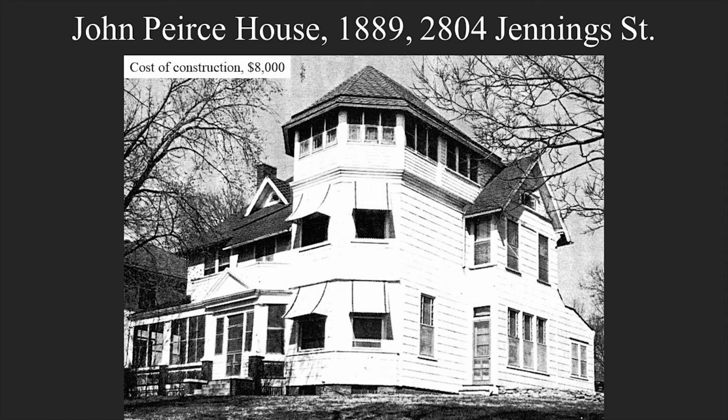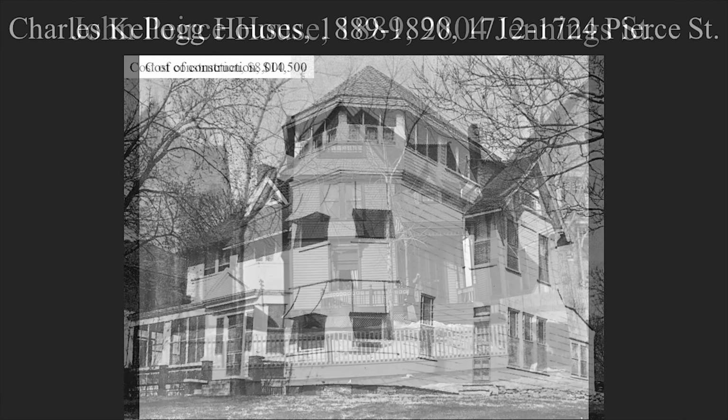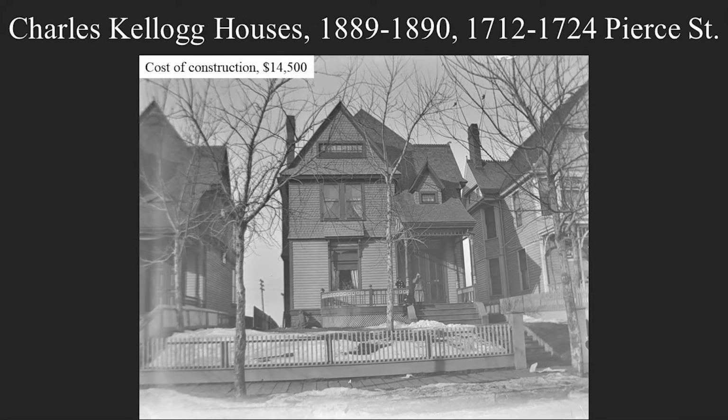John Pierce, the real estate magnate, built this house as a wedding gift for one of his daughters. She never lived there. This house was built in 1889 at 2804 Jennings Street. It served as the first home of St. Joseph Hospital. This house is still standing. Charles Kellogg built 4 houses in the 1700 block of Pierce Street between 1889 and 1890. The construction of the 4 houses was $14,500.